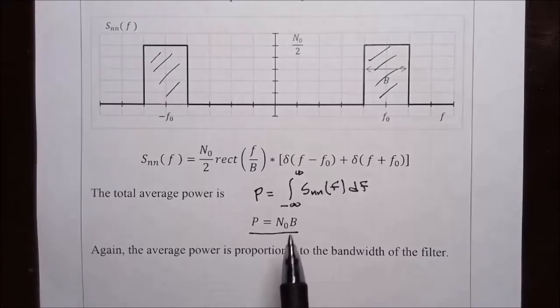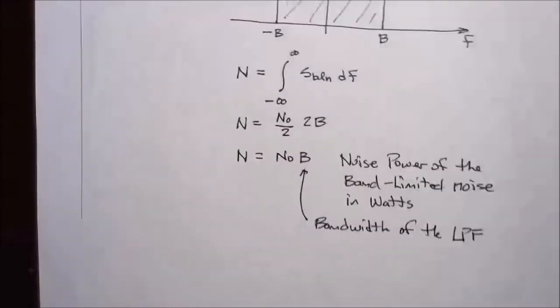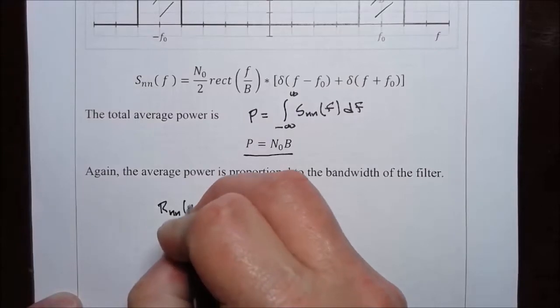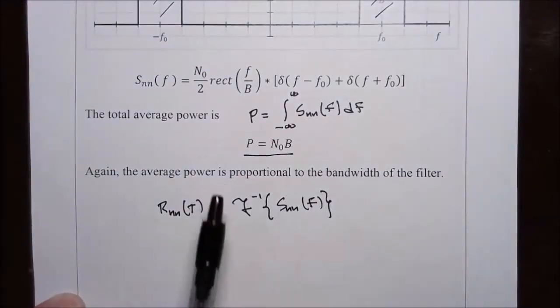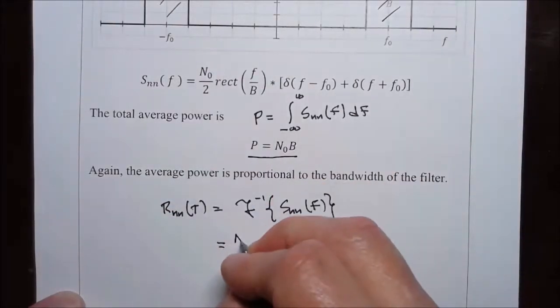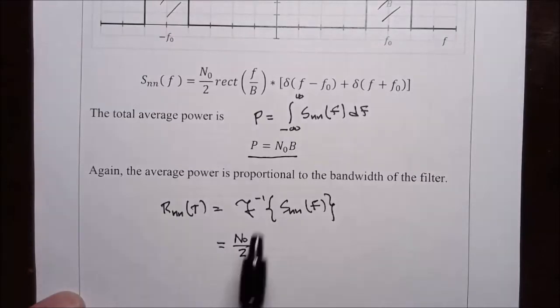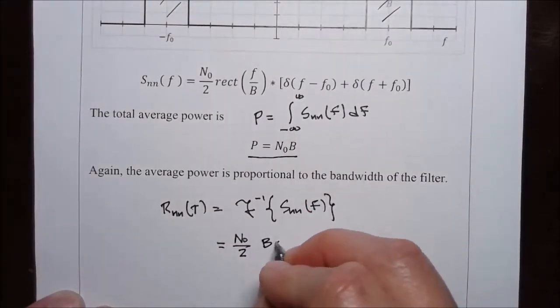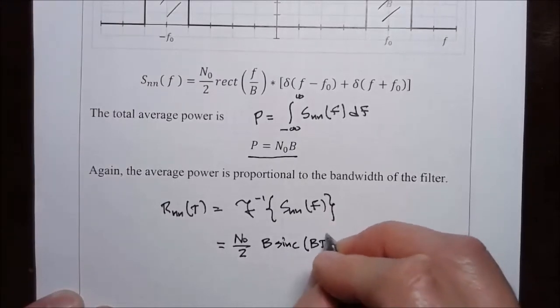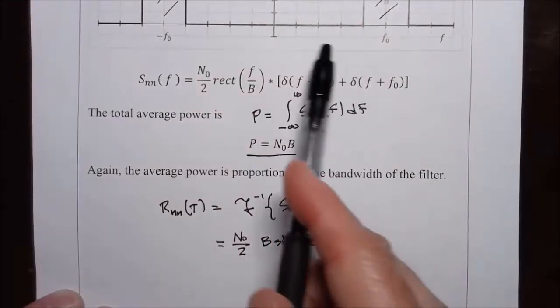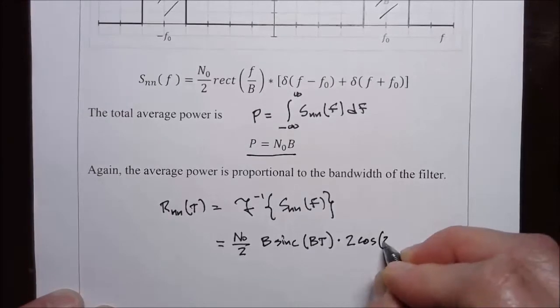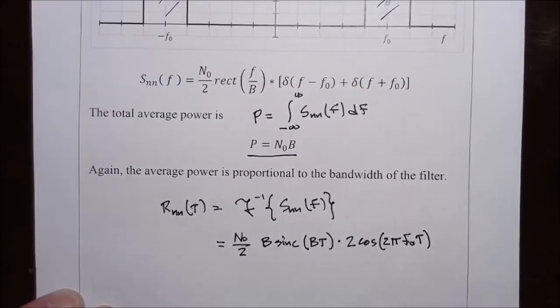And again, the average power that makes it through the filter is proportional to the bandwidth of the filter, and we get the same equation for the result as we did with the low-pass filter. Now to find the autocorrelation of the noise as a function of tau, that's going to be the inverse Fourier transform of the power spectral density. The inverse Fourier transform of this equation: n0 over 2 is simply an amplitude scale factor. The inverse Fourier transform of the rectangle is going to be b times the sinc of b times tau. And this convolution will now be a multiplication. The inverse Fourier transform of this pair of delta functions is 2 times the cosine of 2 pi f0 times tau.